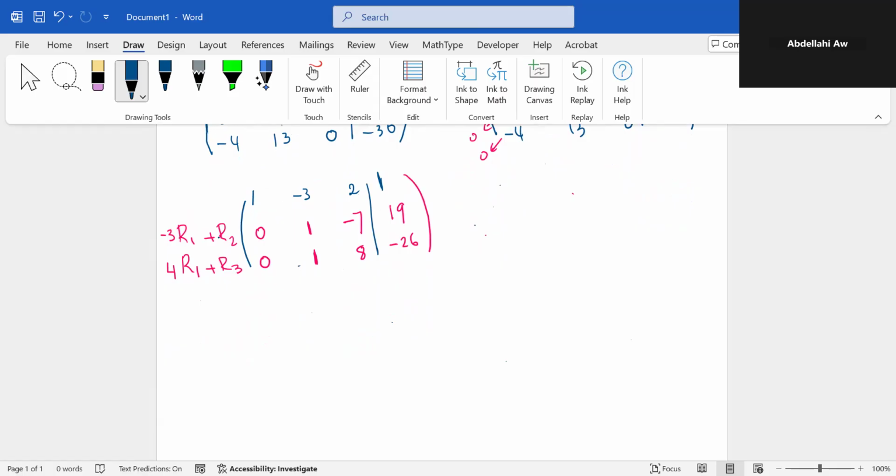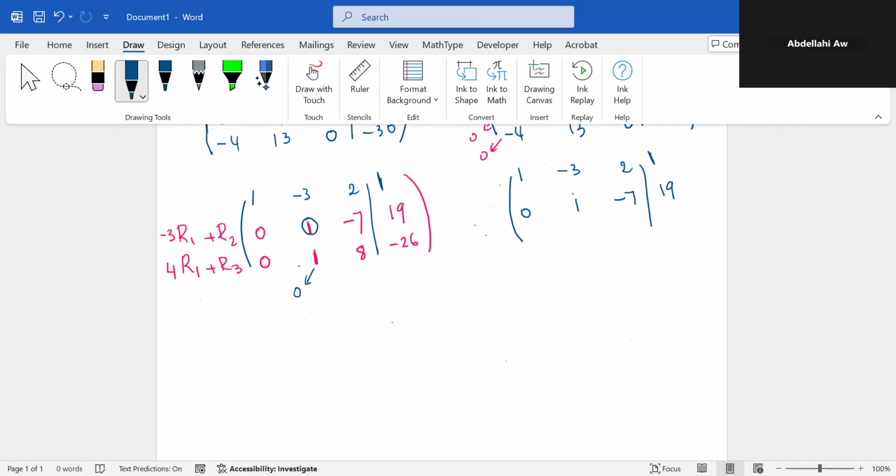Now we are done with column number 1. We move to column number 2, where this one is my pivot now. I'm going to use this pivot to make this one become a 0. As you can see here, it is almost automatic, right? So we have 1 here. So we write this pivot row. We don't change it. All right.